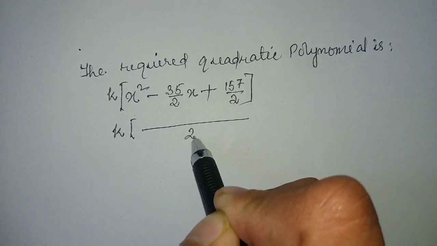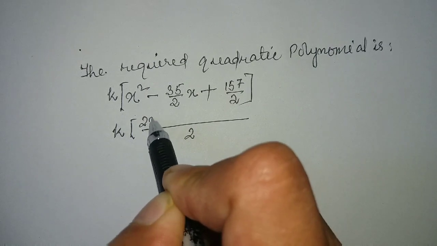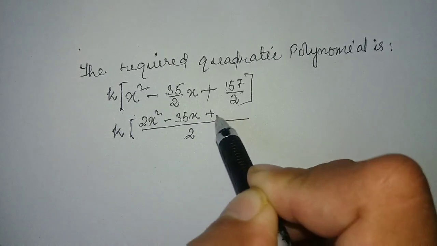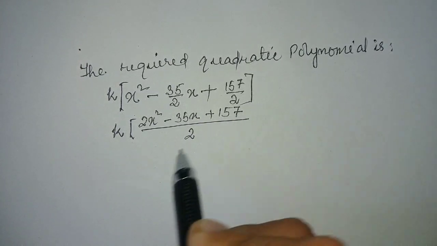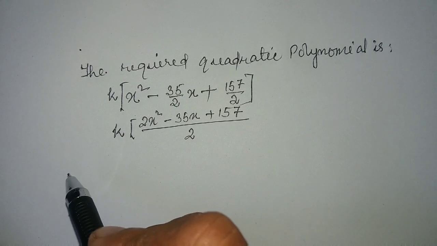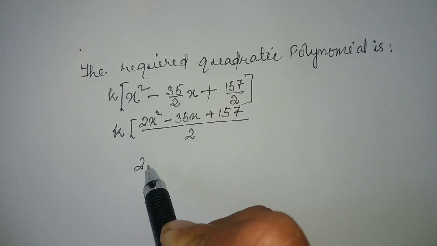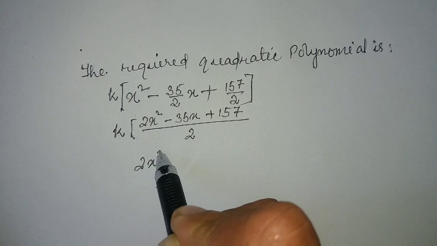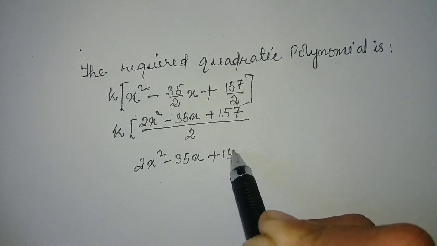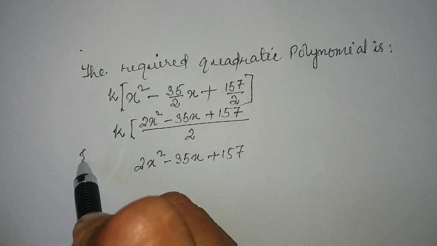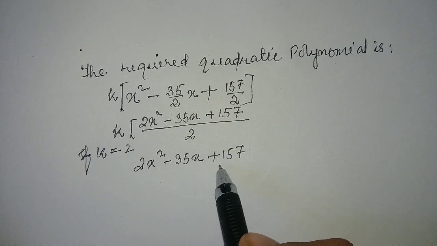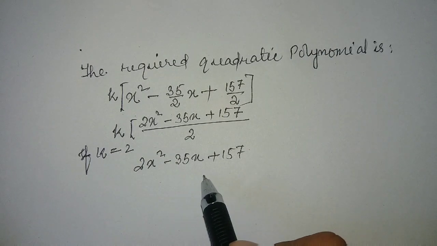Now this we can take LCM here. So now here we're going to get 2x square minus 35x plus 157. Now this k, if it is equal to 2, then the 2 and 2 will be cancelled, and then we will be getting here 2x square minus 35x plus 157. Now here we're taking k is equal to 2. So if k is equal to 2, then we get this as the required quadratic polynomial.